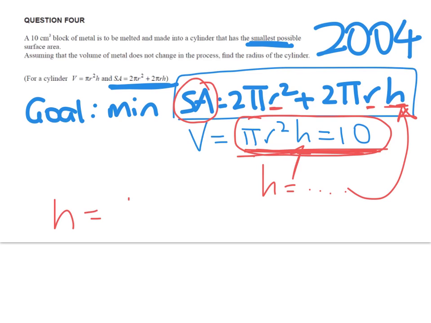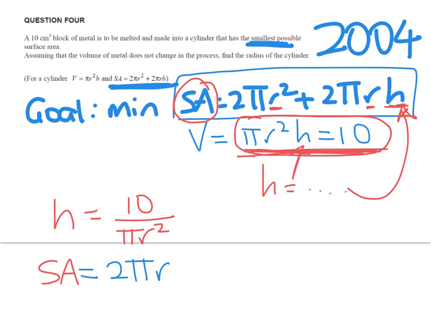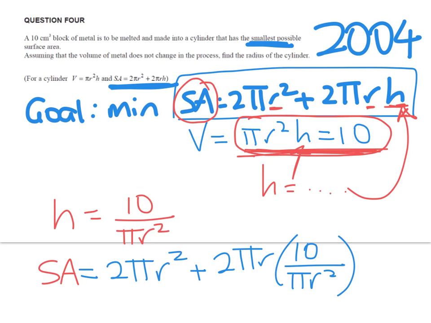So we have h is equal to 10 over pi r squared. Substituting back in, we get SA is equal to 2 pi r squared plus 2 pi r times 10 over pi r squared. Alright, so the next step obviously is going to be to simplify that expression and clean it up a little bit. I'll do that on the next slide.